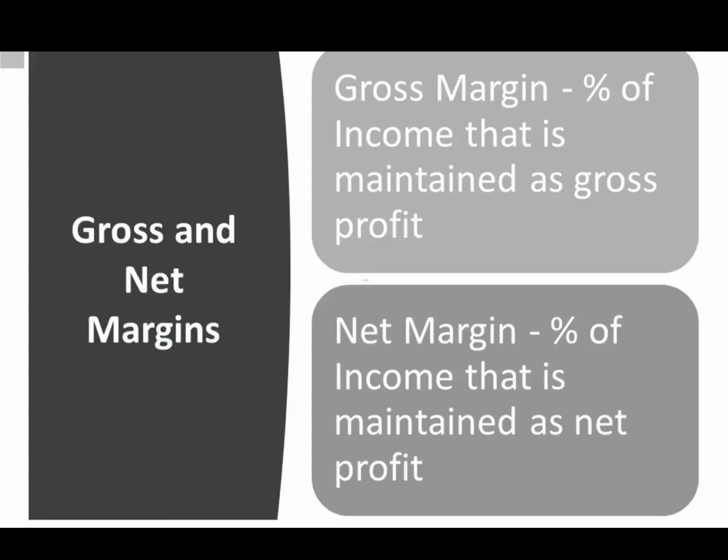So to take an example, if I have $100,000 in revenue, I have $70,000 in cost of goods, I made $30,000. Yes, I chose something where the math is easy. My gross margin is 30%. I'm keeping 30% of what I sell on a gross basis. The net margin is the income that's maintained after net profit. So I made $30,000. I have $20,000 in overhead. My net profit is $10,000. That is 10% of my sales, and as a result, my net margin is 10%.